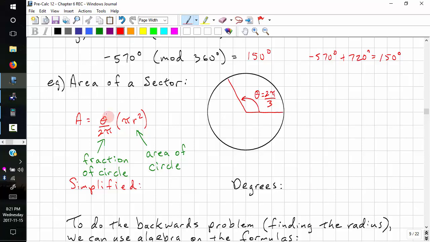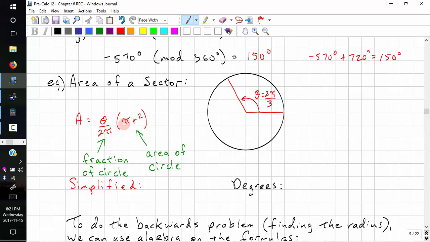So we have our radian measure. The full circle is 2 pi. So the radian measure divided by 2 pi is the fraction of the circle. And an area of a circle is pi r squared. So this is not a difficult formula to remember because you already should know pi r squared. And you should know that taking the radian measure, dividing by the full circle, 2 pi, will give us a fraction of a circle.